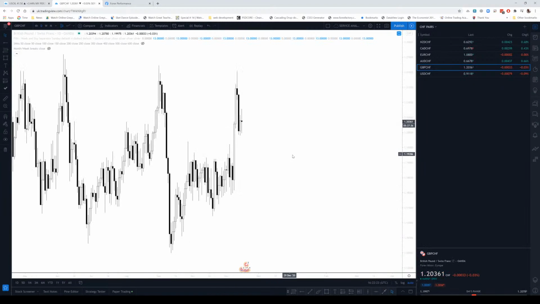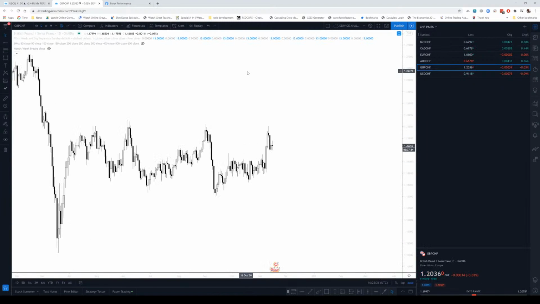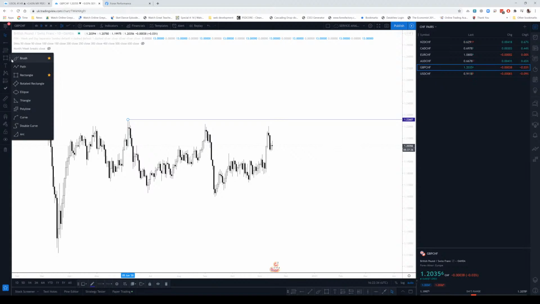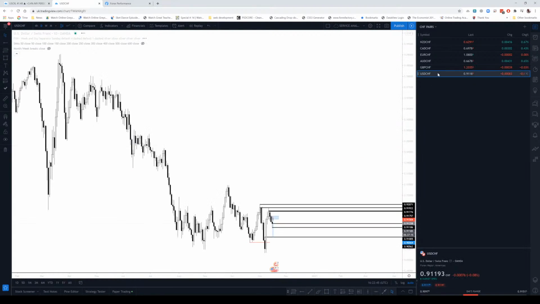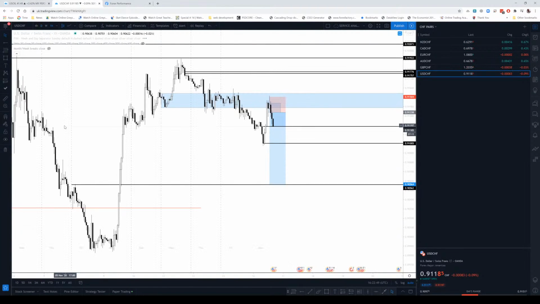Pound Swiss, same thing. I think we're going higher. We have equal highs in here, so if you do pull back down, you can look for a buy. If we pull back down here, you could look for a buy. I think we've done dollar Swiss. Yep.